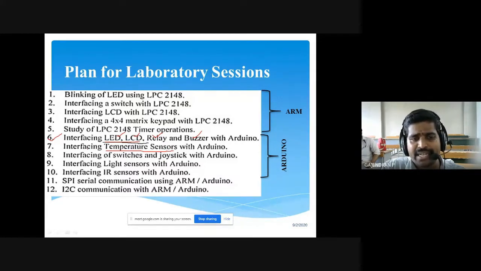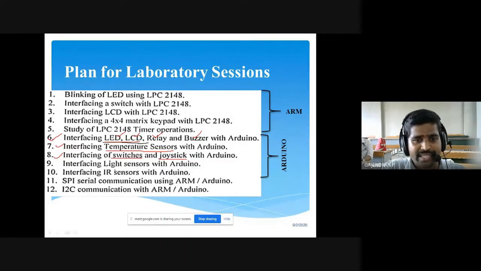Then, the 8th experiment is interfacing of switches and joystick. I hope everyone uses a joystick. Using a joystick, you may reach level 10, level 13, level 14. Like that, you may reach your game. Here, we are going to interface this joystick and do the experiment.